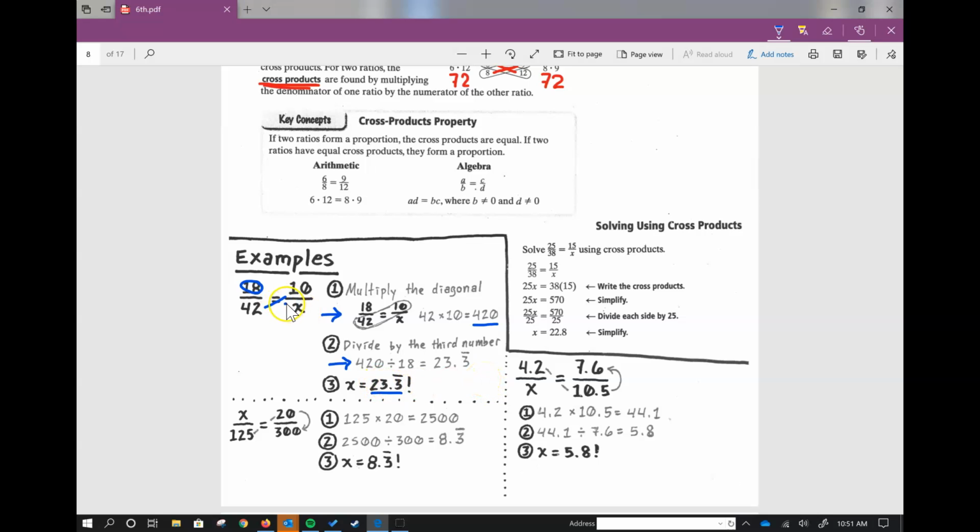23.3 repeating. So this x gets replaced by 23.3. How about this example?